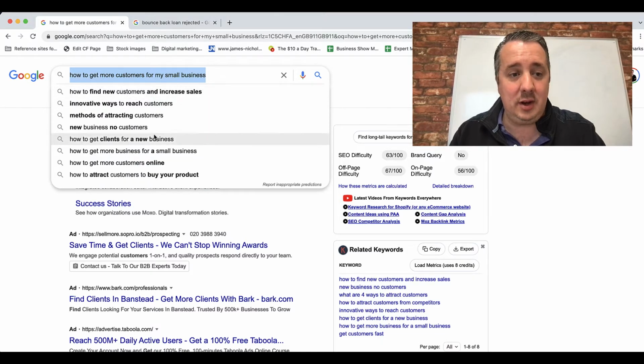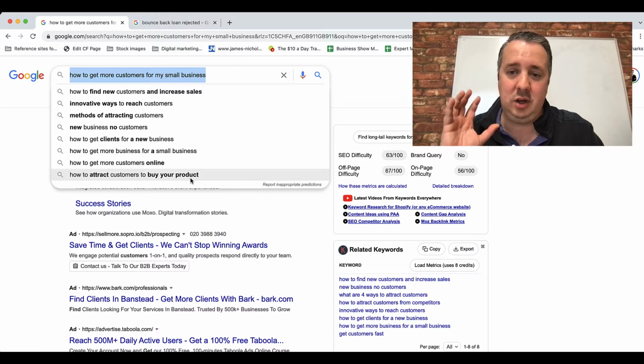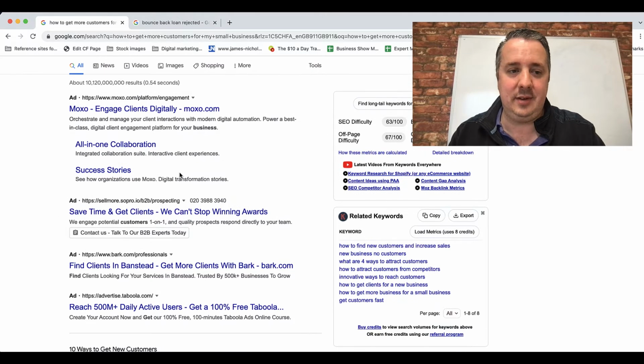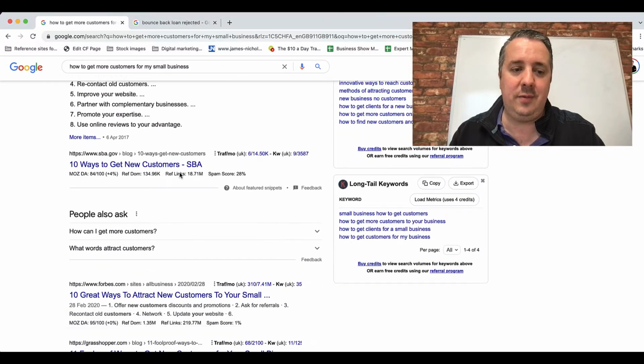And then we can have a look. Is any of these useful as well? How to attract buyers to buy your product. Cool. That could be another phrase that we're looking at. So we're looking at Google, and they're going to tell us what we should be making content around. This is the best way to get the phrases, right? So we're looking at phrases that are like 4 or 5 words.